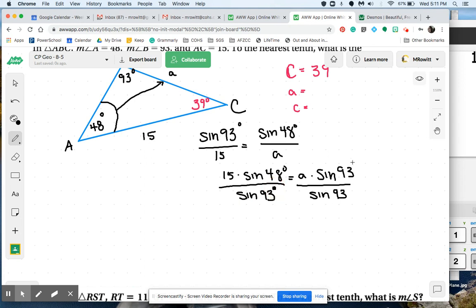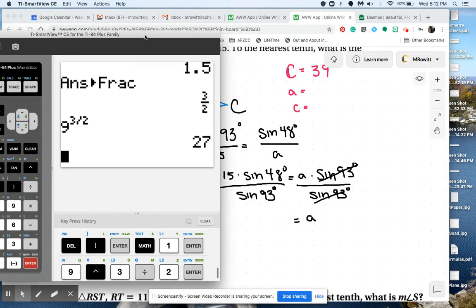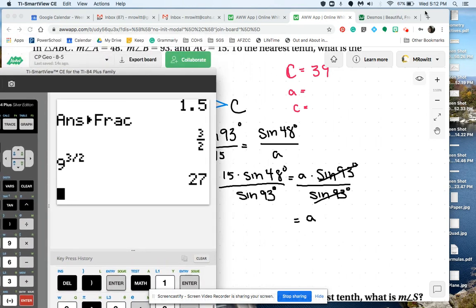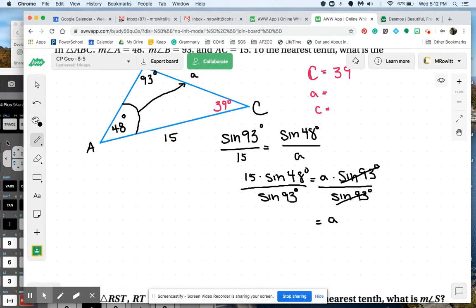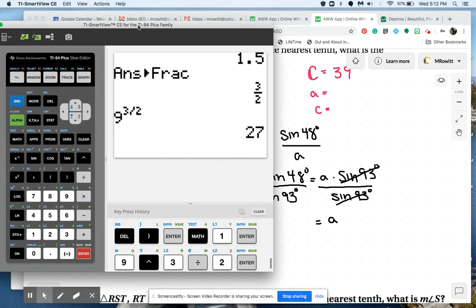Okay, degree sine, degree sine, degree sine. Since I'm dividing something by the exact same thing, those two cancel out, leaving me with the a by itself, which is what I wanted. So on the other side, I have 15 times the sine of 48 divided by the sine of 93. I'm going to show you this on both calculators. Totally messed myself up as far as giving myself enough room to show you what I want to do. All right, so I kind of got it.